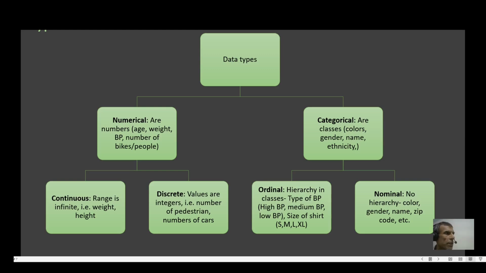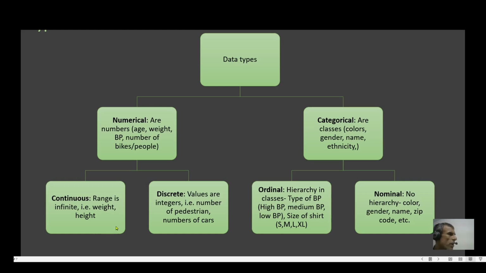For example, age, if you have a column with age, or a column of weight or blood pressure or number of bikes or people on the road. This will be your numerical data type. Again, numerical are of two kinds. It can be either continuous or discrete.